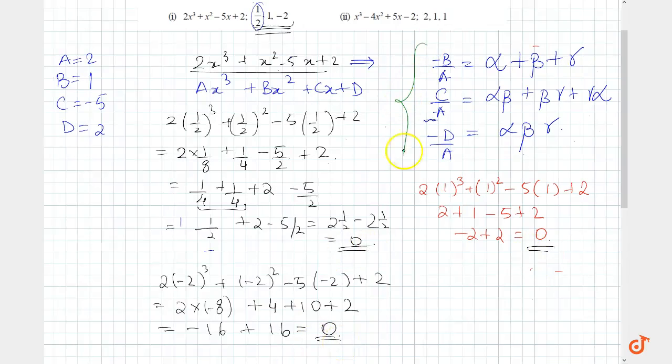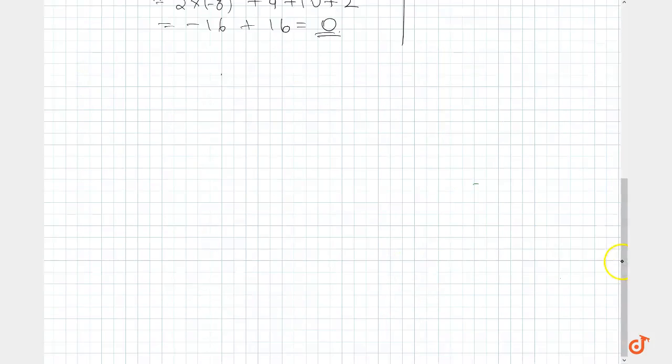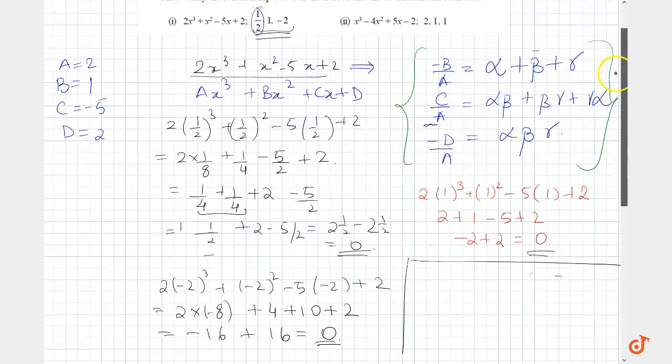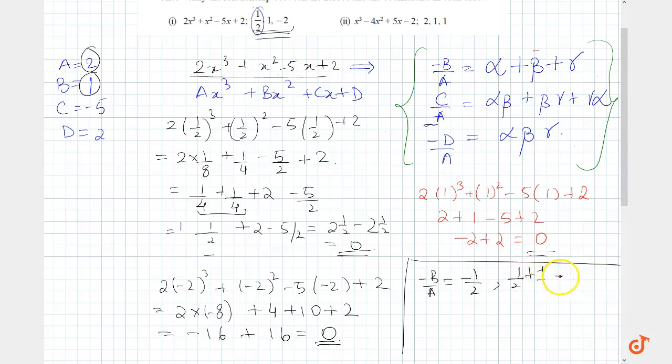Now let's check for these. Okay, so let's check the first one. So what is minus b by a? Minus b by a is equal to, from here, minus 1 by 2, and alpha plus beta plus gamma, what will it be? Alpha is 1 by 2, so 1 by 2 plus 1 plus minus 2, which is equal to 3 by 2 minus 2, which is equal to minus 1 by 2. So these two are equal. So this gets verified, right?